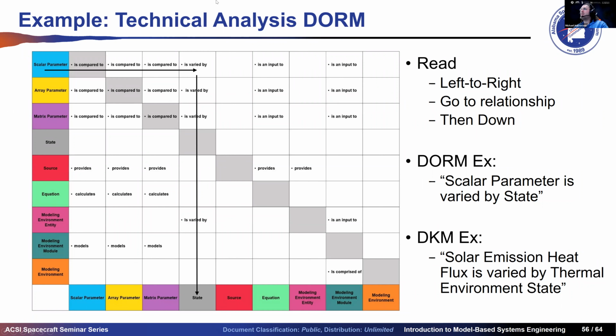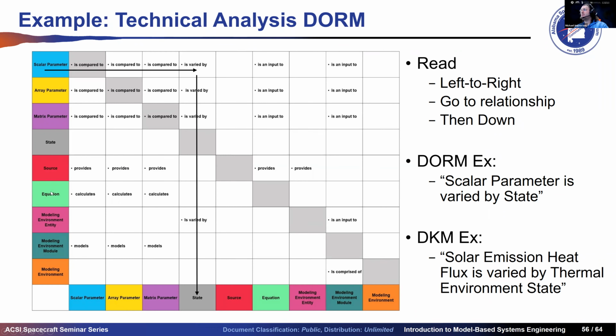So to start with, these right here on the left: scalar parameter, array parameter, matrix, state, source, equation, modeling environment, entity, module. Those are categories that exist within our domain ontology, for the technical analysis domain, okay? These are all the relationships between the categories in the technical analysis domain and themselves. You can have a relationship where subject and object are the same. So we read this from left to right and then down.